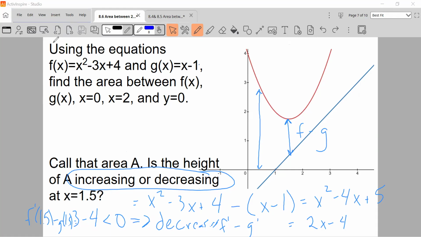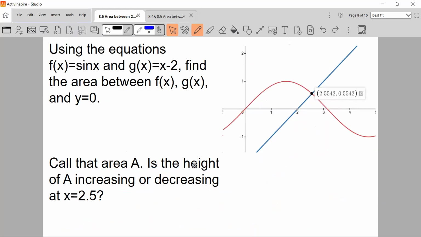I think, looking at it, you guys could probably say, well, if I look at 1.5 versus 1.6 versus 1.7, it kind of looks like that height is getting a little bit smaller, especially compared to 1 or 1.2. But the math is showing us that, based on looking at the derivative of f prime minus g prime. Okay, let's move on to the next one.